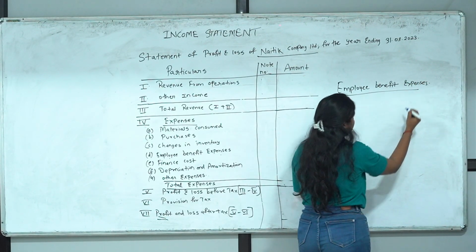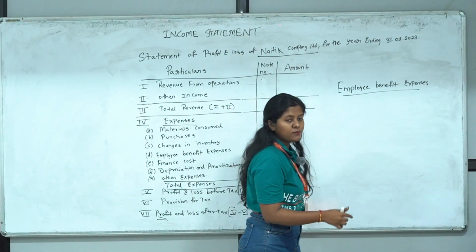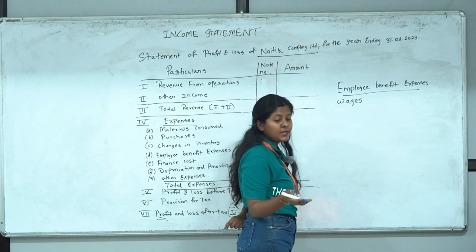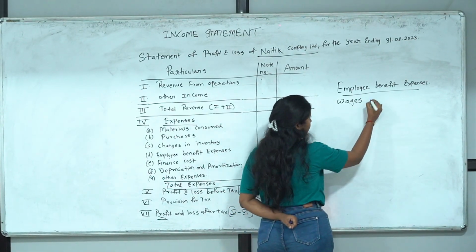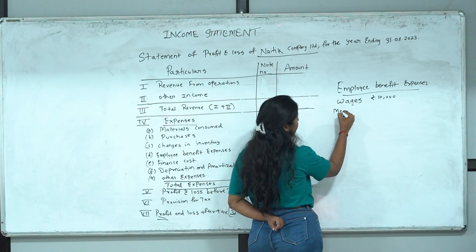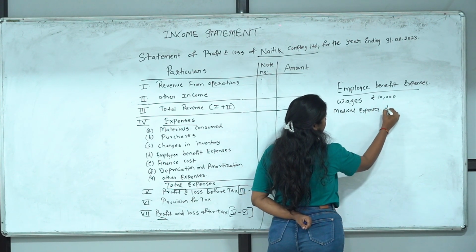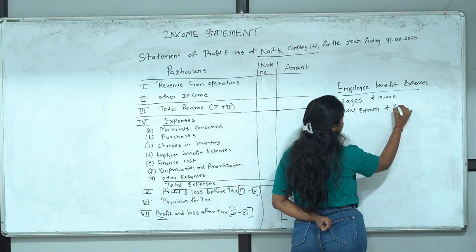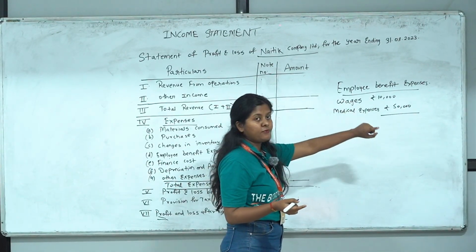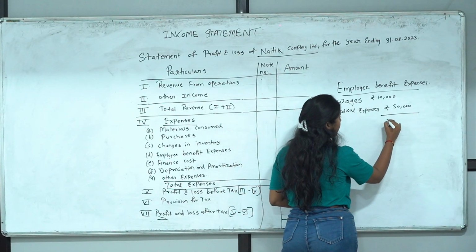Now, under this part, bad debts won't come because bad debt is a part of other expenses. So, I have to write down wages which we give for the employees on a day-to-day basis. So, wages of rupees 10,000. Then they have mentioned medical expenses which we basically give for the employees. So, medical expenses rupees 50,000. So we have to total employee benefit expense. How much is the amount to be recorded under this head? So the total will be rupees 60,000.